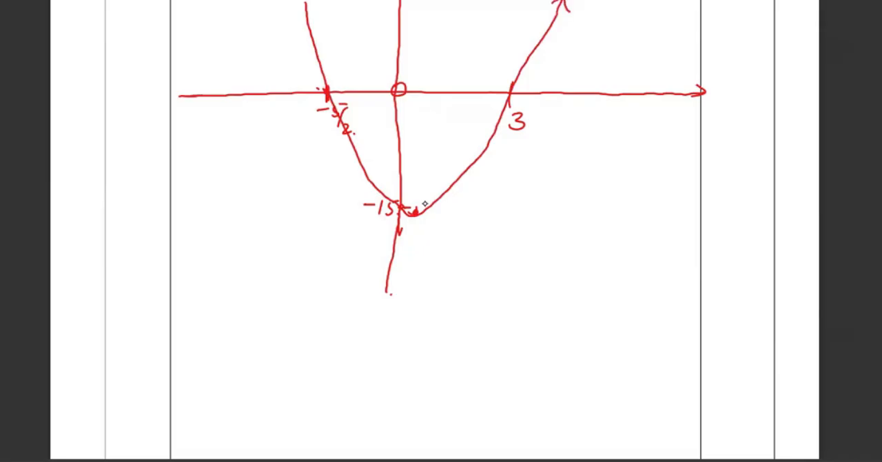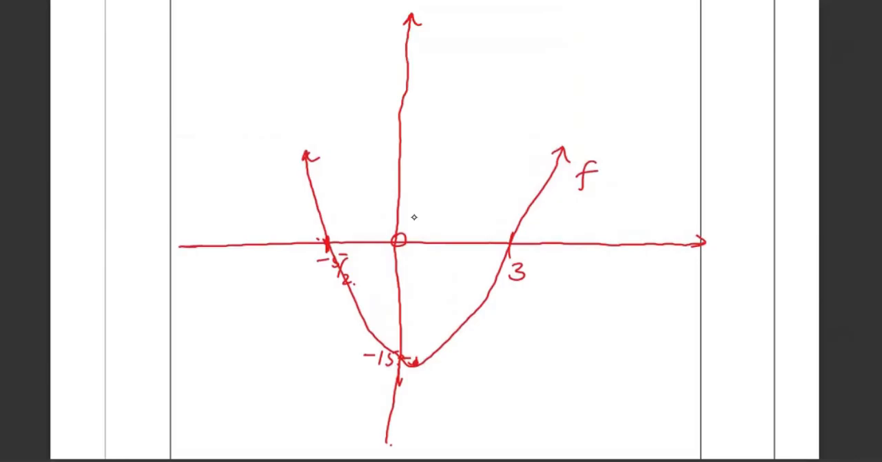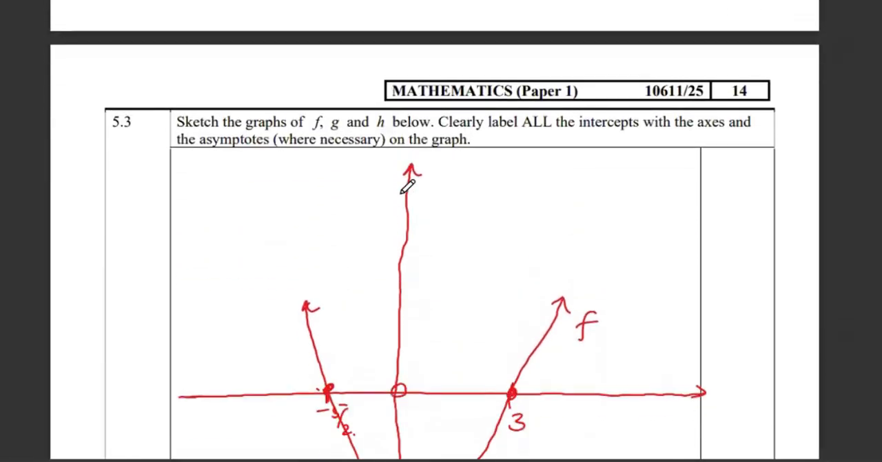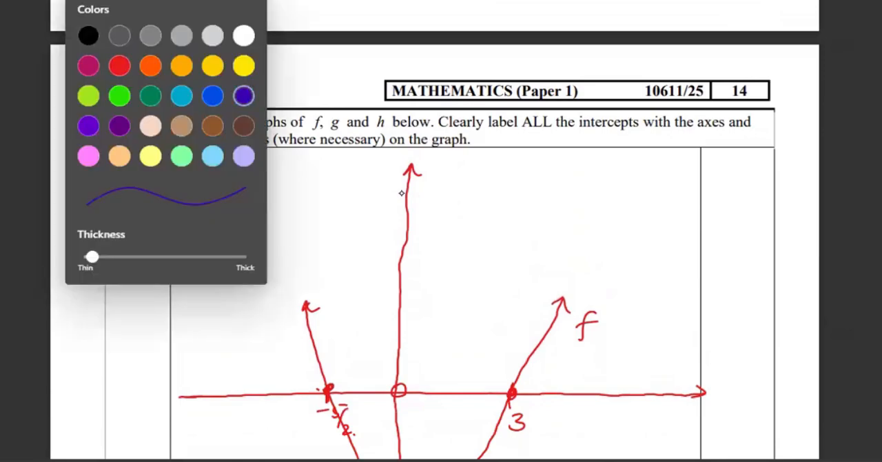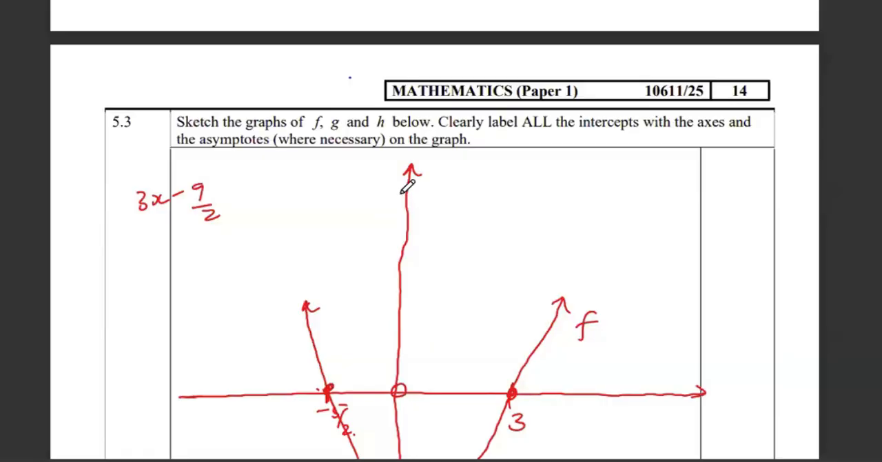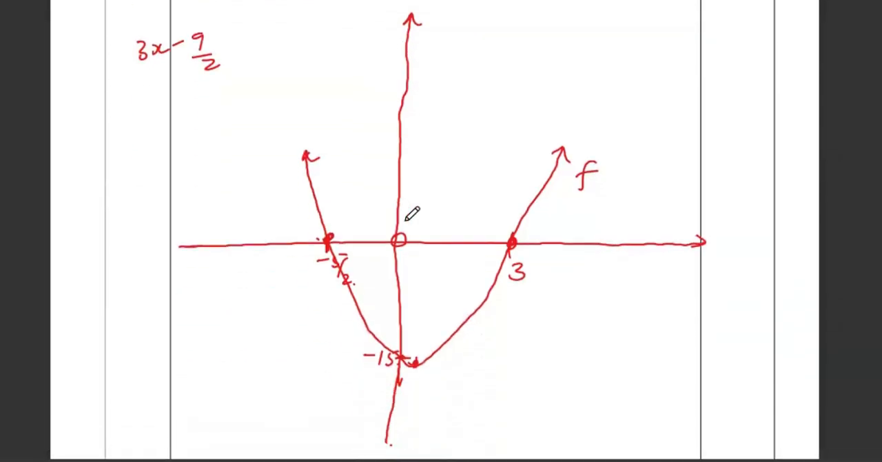Okay, so let's just have that as our f. Remember, it's a sketch. What we need will be the intercepts. This is our turning point, perfect. And then we need g. Remember, g was 3x minus 9 over 2. So if I'm to translate or interpret this, I need to look for the x-intercept and y-intercept.